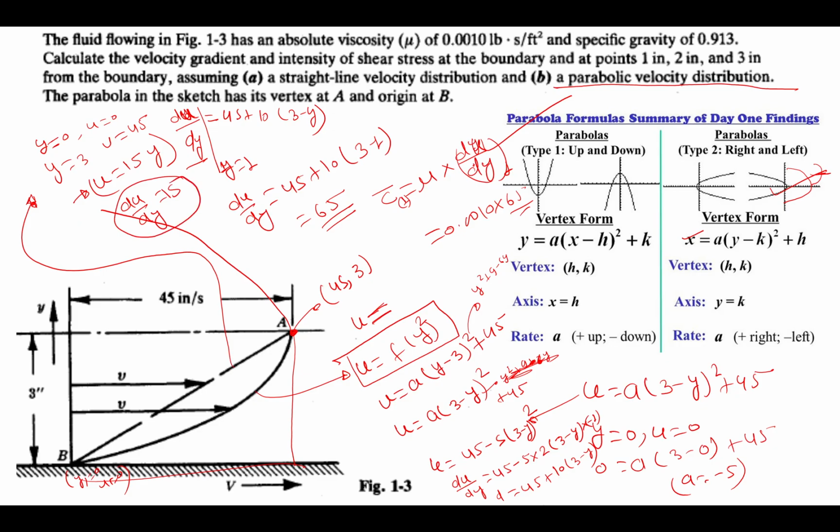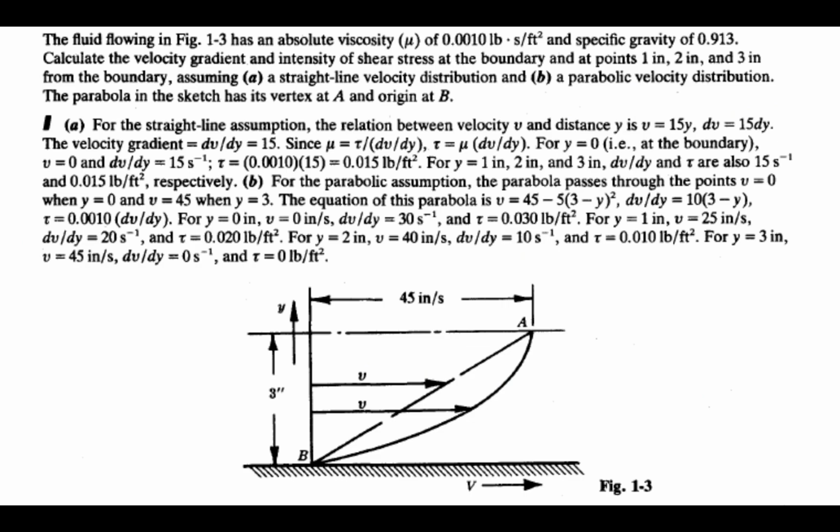So for a straight line, everywhere at point 1, point 2, point 3 inch, your velocity gradient will be this. And what will be your shear stress? Shear stress is equal to mu into du by dy. So mu is constant, this is constant, so everywhere your shear stress will also be constant. So remember, now I will show the solution for that.